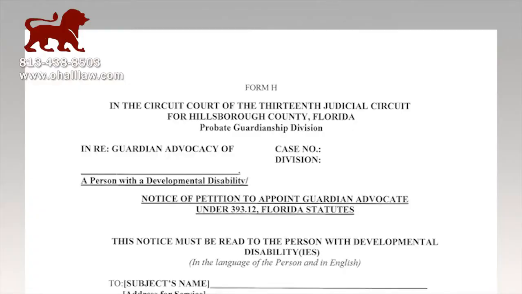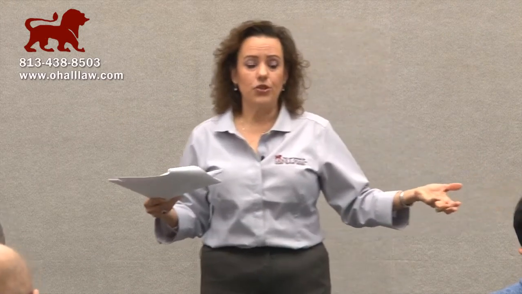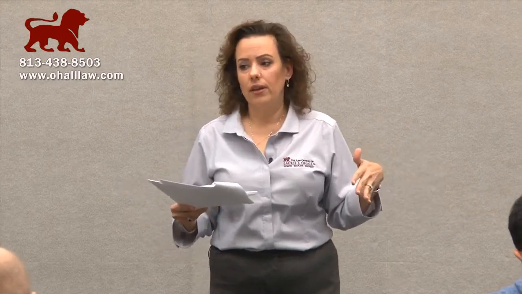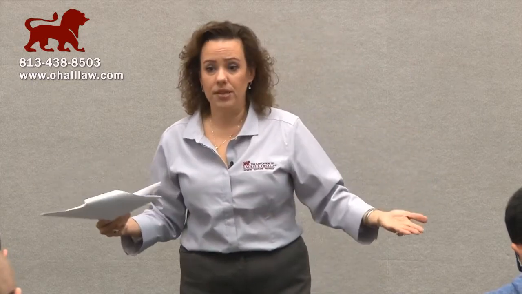The notice of the petition to appoint guardian advocate. So Form G, when we get to Form G, those are all the forms that are going to get filed with the court to open up the file. Okay, so that's everything that you need, except for maybe one more, Form P, the notice of filing. We'll get to that in a second. But pretty much Form G and above, that's everything you need. That's the packet that you are going to take to the court to file, to get the whole process started.